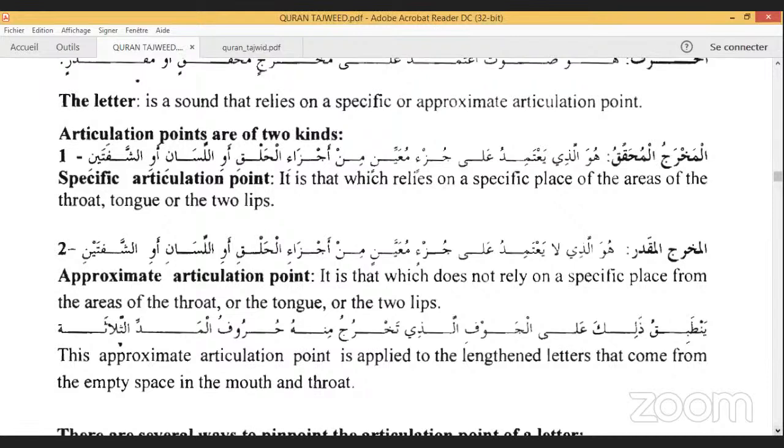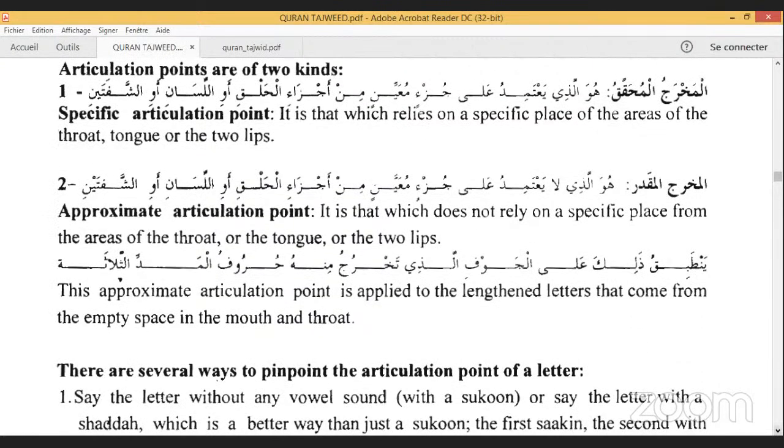It is that which does not rely on a specific place from the areas of the throat or the tongue or the 2 lips. So it is approximate articulation point. This approximate articulation point is applied to the lengthened letters that come from the empty space in the mouth and throat. حروف المد.